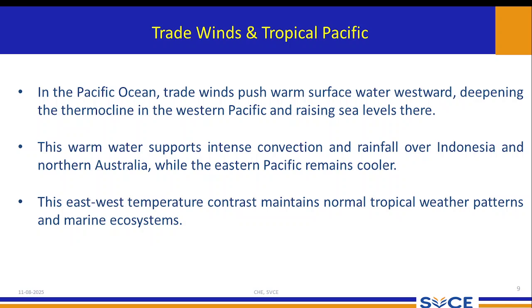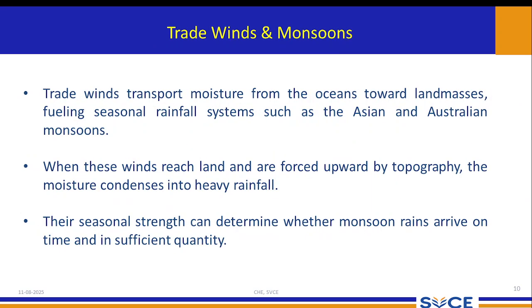Intense convection and rainfall over Indonesia. Why is a certain part raining? Because of the wind condition. Rainfall over Indonesia, and drought also. This is because of the wind pattern only. This east-west temperature contrast maintains normal tropical weather patterns and marine ecosystems.